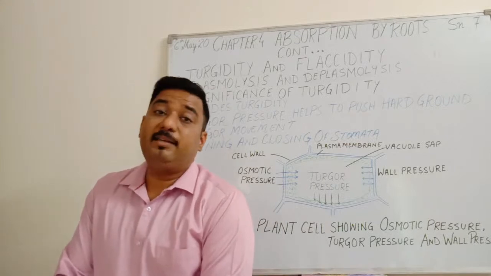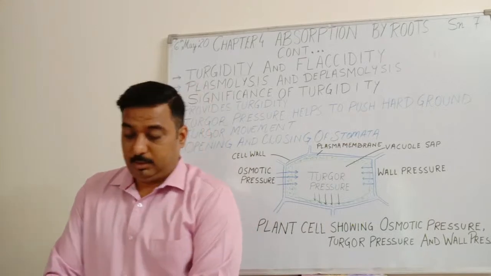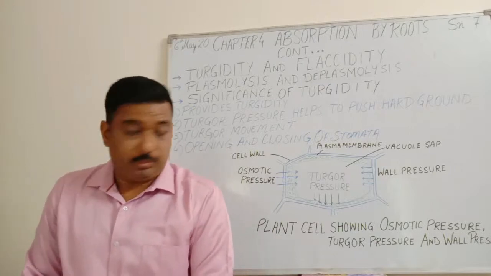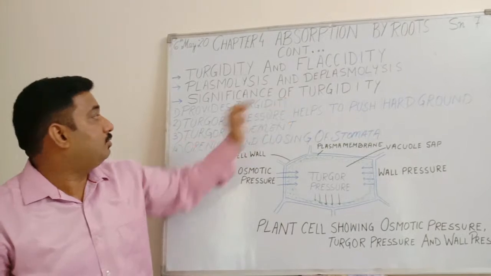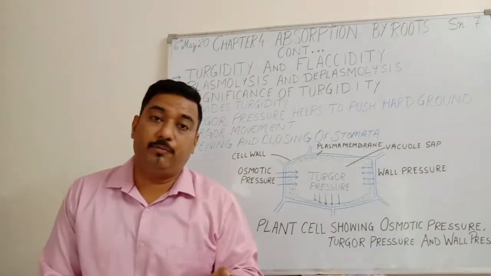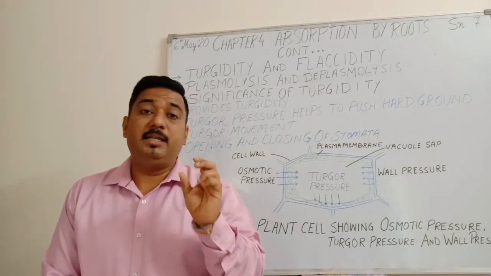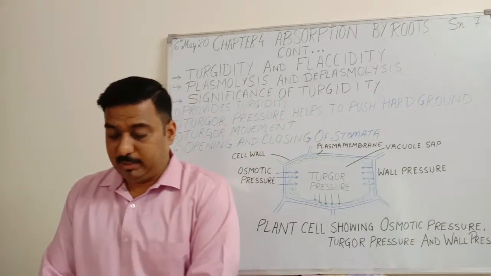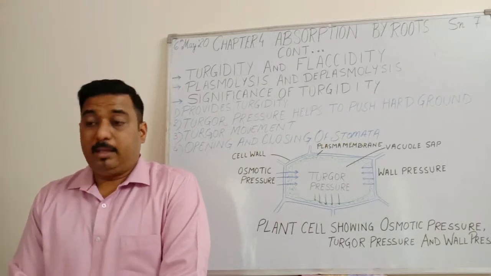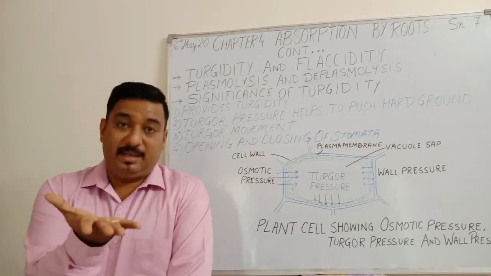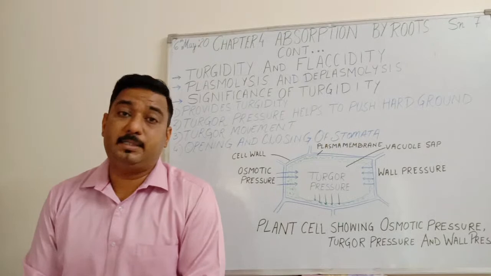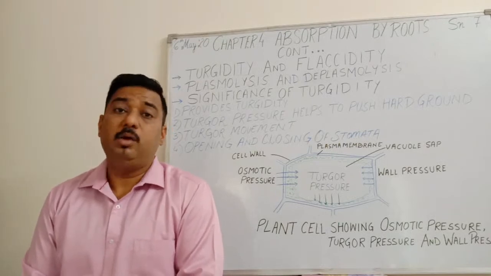Now, what is the significance of turgidity? Turgidity provides rigidness to soft tissues. First thing is, all the cells of the plant remain turgid. Due to this turgidity only, when they are rigid, the leaves are expanded and the plant is erect. When all the cells are fully turgid with water, when they lose water, what happens?